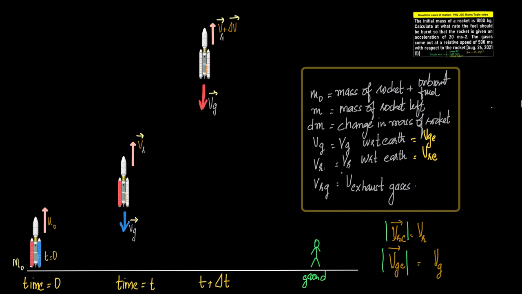Now, assume that the initial velocity of the rocket is u0. It can be 0, and it can be some definite value as well. That's something we'll discuss when we go to the numericals. The object may have an initial velocity which is not equal to 0, or maybe equal to 0. The initial mass of the rocket is m0. The initial mass of the rocket means the mass of the rocket plus the unburnt fuel.